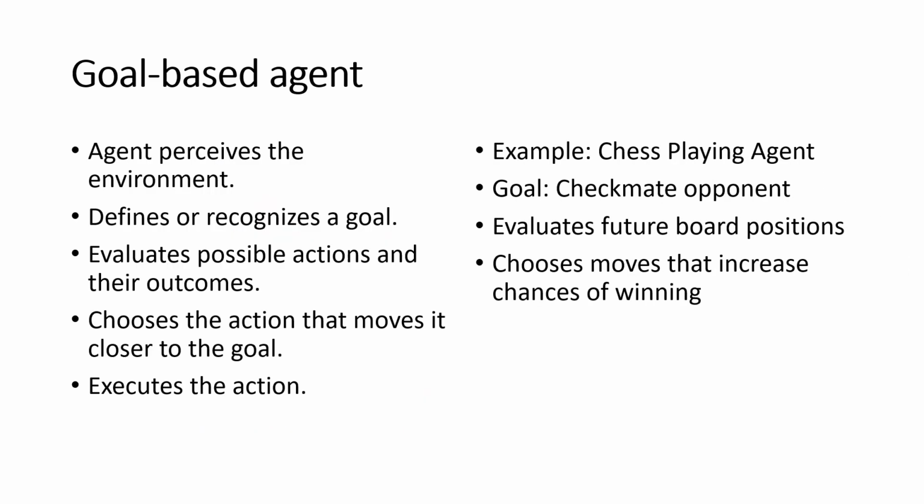Here, this is the detailed explanation. The agent perceives the environment, defines or recognizes a goal, evaluates all possible actions and their outcomes, then chooses the action that moves it closer to the goal and executes the corresponding action. Example: for a chess-playing agent, the goal will be to checkmate the opponent. So what it will do is evaluate future board positions and choose moves that increase the chances of winning. That is the best example of a goal-based agent.